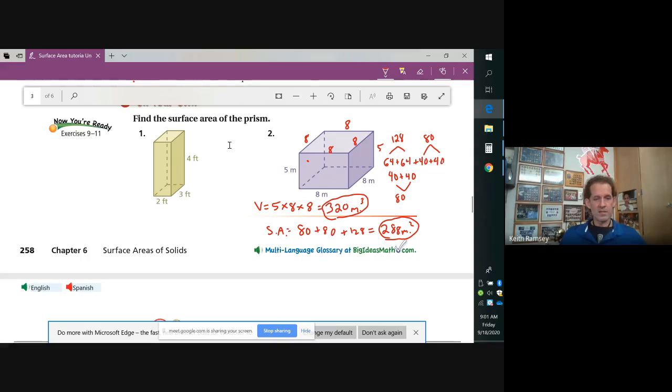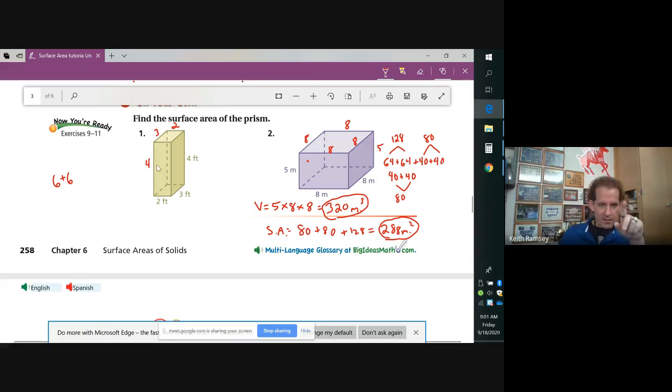I think we have time to do one more. Let's look at this one. If this is 2 here, then this is also going to be 2. If the length of this prism is 4, the length over here is going to be 4. If the depth here is 3, then it's going to be 3 over here. So I know that the 2 ends are 2 times 3. And up here I see 3 times 2. So 3 times 2 is 6. And I have 2 of those.